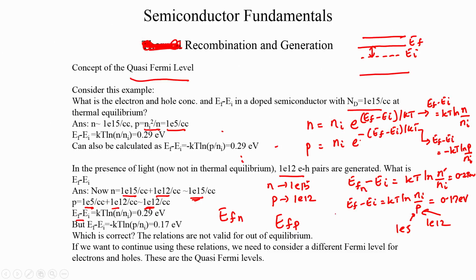the quasi Fermi level for electrons is still very much the same as the Fermi level at equilibrium, but the quasi Fermi level for holes has shifted from the equilibrium Fermi level value. It is now only 1.17 electron volts above your EI.